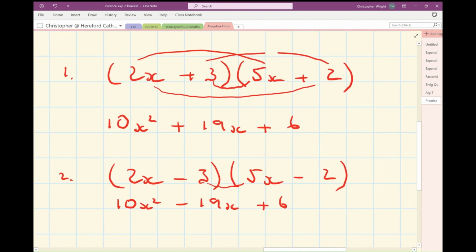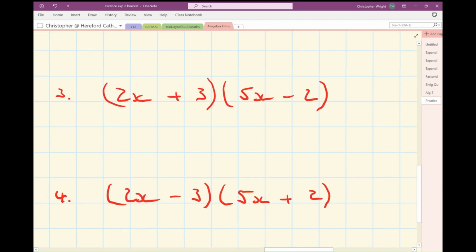Just have a look at number 1 and number 2 and see the link between them. Both of them have got 10x squared, of course. Both of them have got plus 6 at the end. Number 1, because I get plus 3 times plus 2. And number 2, because I've got minus 3 times minus 2, gives me plus 6. They both got 19x's, but number 1 has plus 19x, and number 2 has minus 19x.